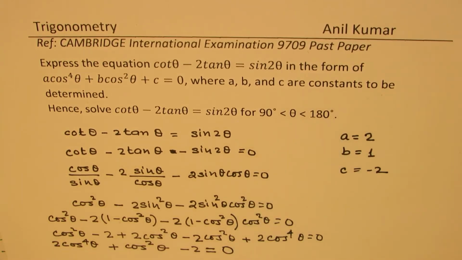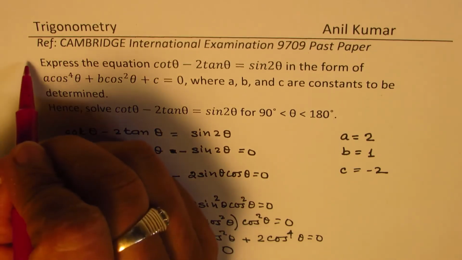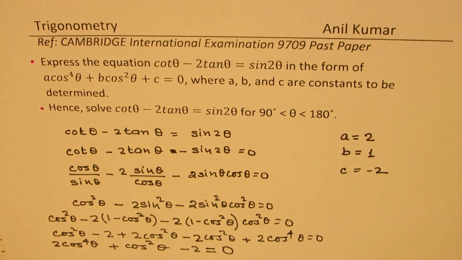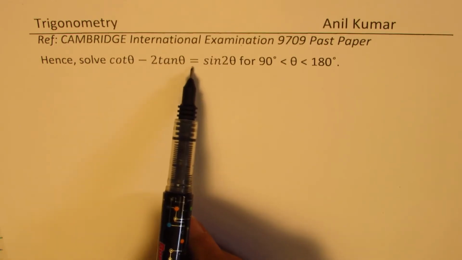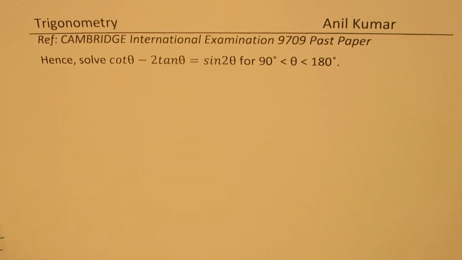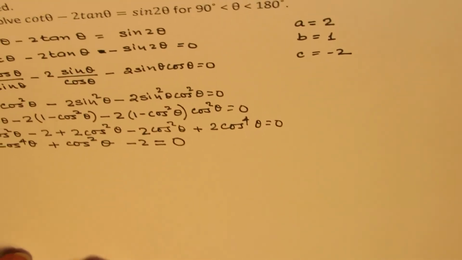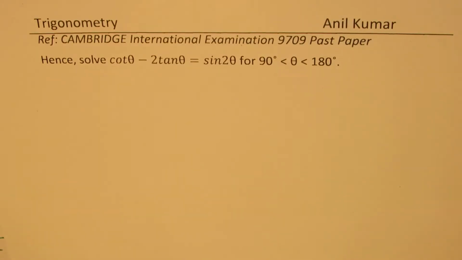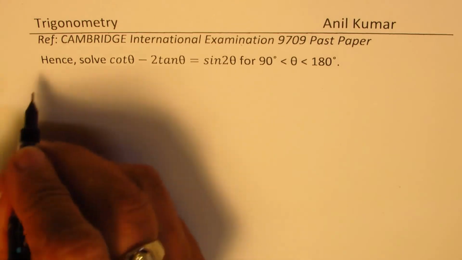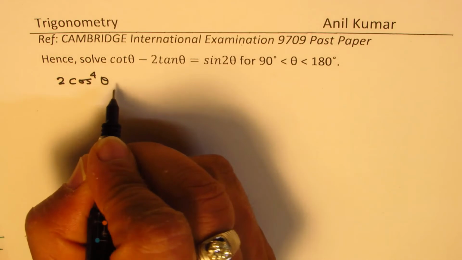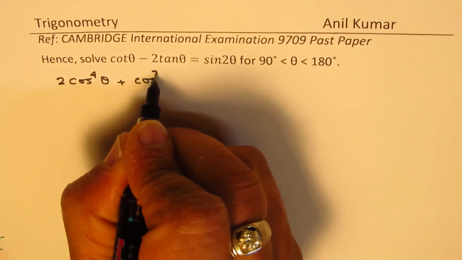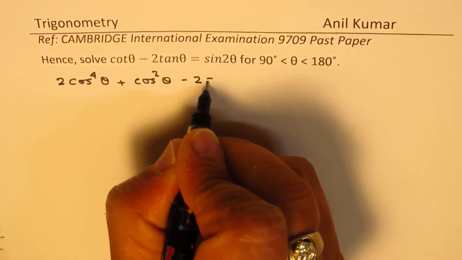Okay. Now we have this equation. From here we'll do part 2. So we've done this. Now we'll take up part 2 in the next page. Now let's try to solve this equation, cotangent theta minus 2 tan theta equals sine 2 theta. We've just shown that this could be written in terms of cosine. So we'll write that equation and then continue. So this is written as 2 cos to the power of 4 theta plus cos square theta minus 2 equals 0.